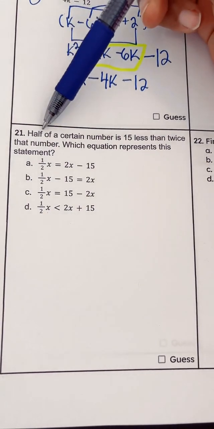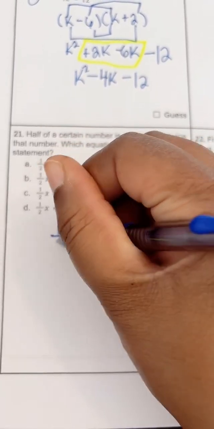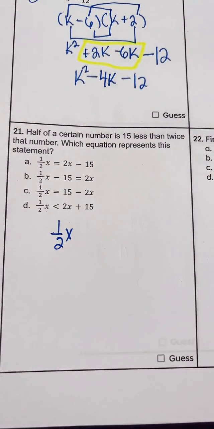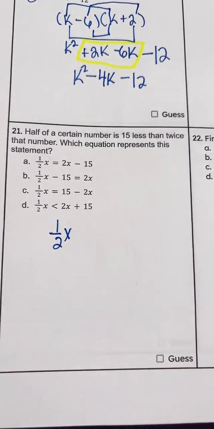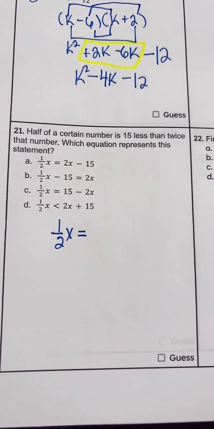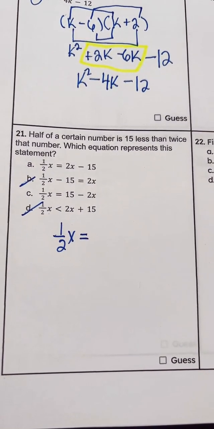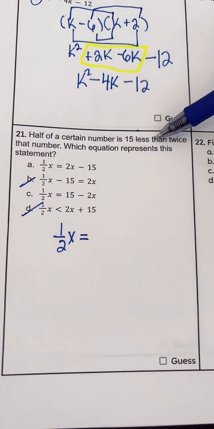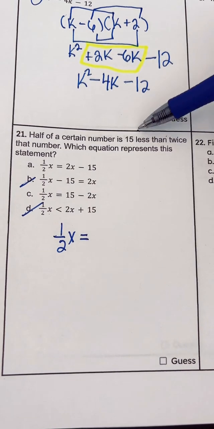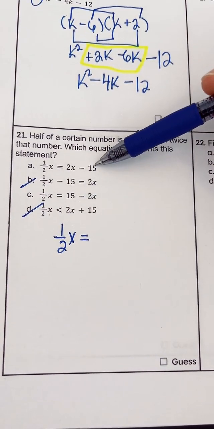Okay, let's talk about it. Half of a certain number. Half. Certain number. I don't know what it is, so I'm putting X for that half. Is. As soon as I see the word is, I know that got to be equal. So what does that eliminate for me? That's going to eliminate B and D for me. Now I have a 50-50 chance of getting this right. 15 less than. How do we write 15 less than, y'all? Is the 15 first or the 15 after?